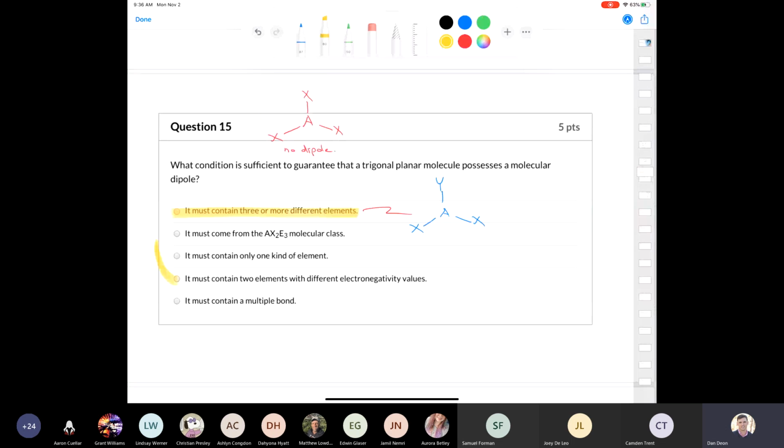Again, in this scenario here, I've got 2 elements, and if they have 2 different electronegativity values, no big deal, right? Because if I had 3 dipoles going, let's say, all this way, they're going to cancel each other out. And then it says it must contain a multiple bond. Well, that's not necessarily true either. And so the answer is A.